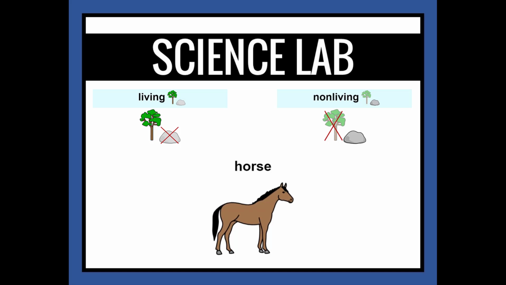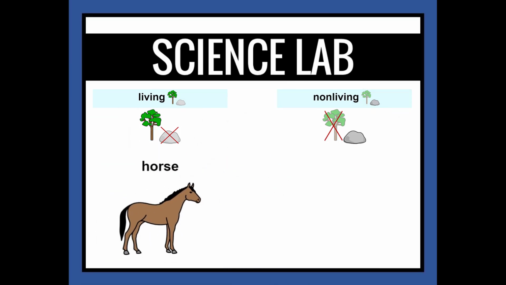Our last item is a horse. Is a horse a living thing or a non-living thing? A horse is a living thing. A horse breathes in oxygen and breathes out carbon dioxide. It eats food, it grows, it runs and jumps and prances, and it can reproduce.